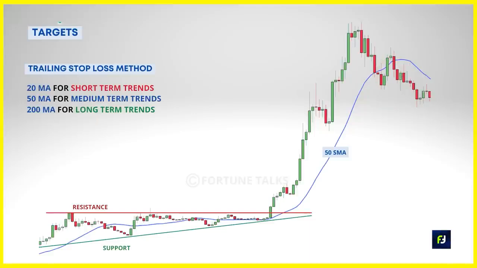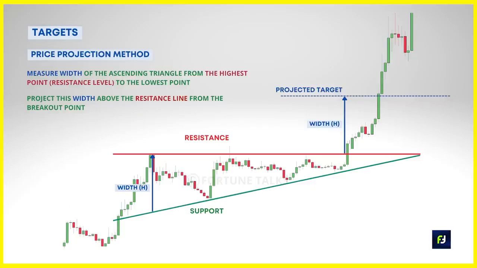A much better question to ask is what type of trends do you want to capture and what is your trading style? Now for a long-term trade you can use the 200 period average. For short-term trends you can use the 20 period moving average and so on. The second method, the price projection method, is a classical charting technique to project where the price will exhaust itself. So here's how it works for an ascending triangle pattern.